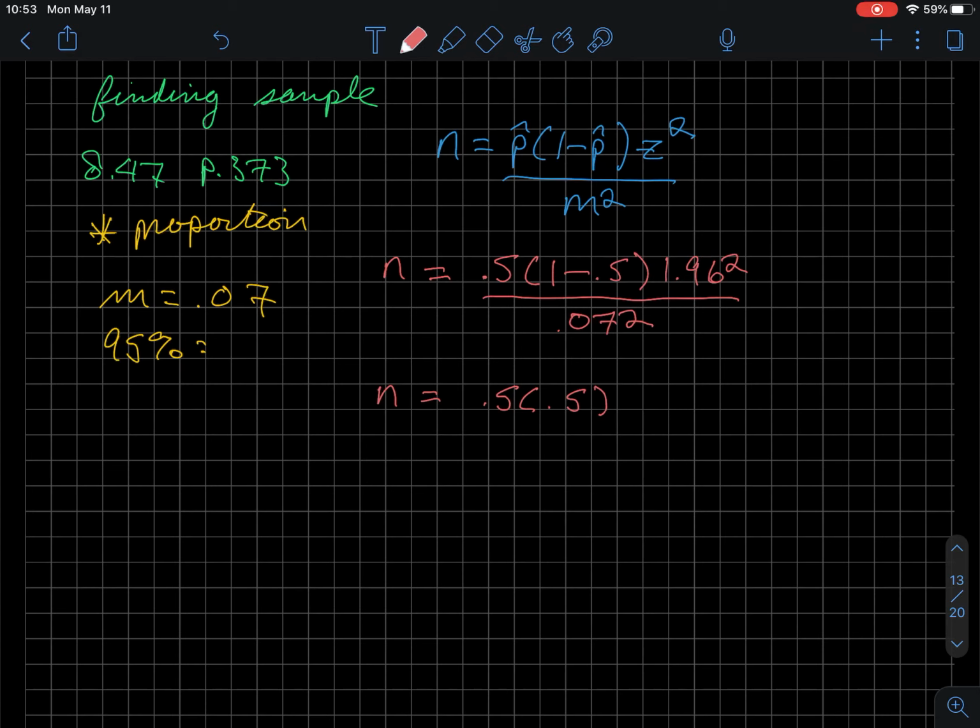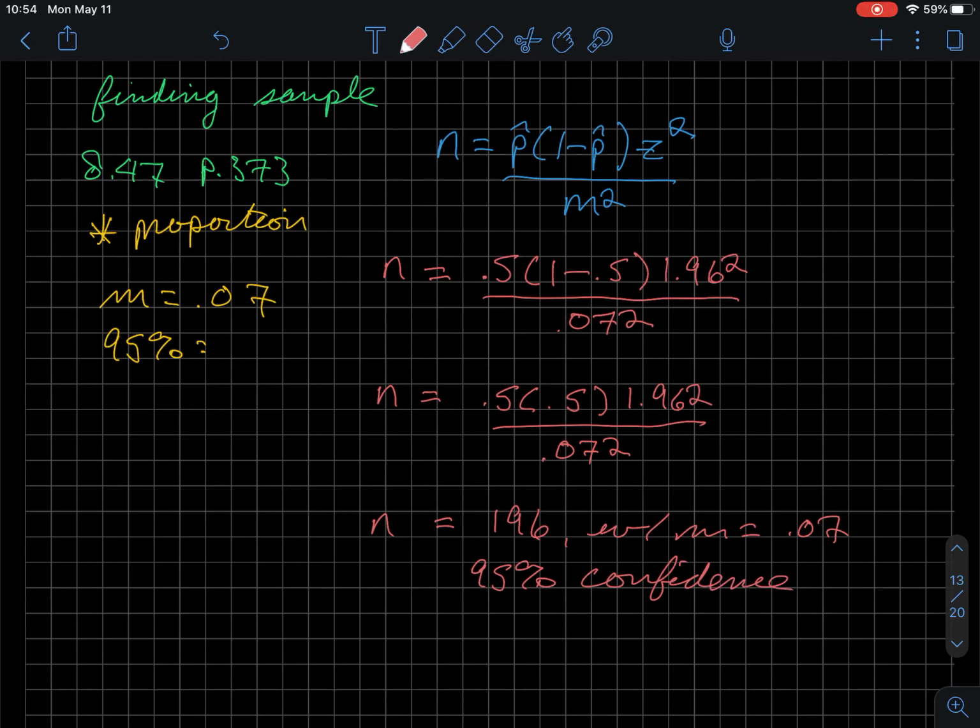And if we broke this down again, it would be 0.5 times 0.5 times 1.96 squared divided by 0.07 squared. And this would ultimately break down to 196 people are needed to estimate the population proportion within 0.07 with 95% confidence. So not too bad, right? Pretty easy to solve that one.